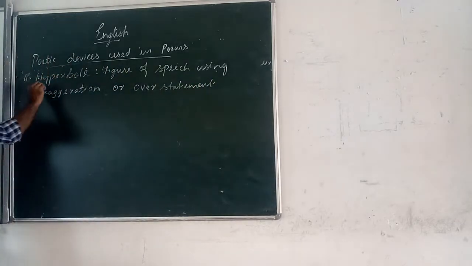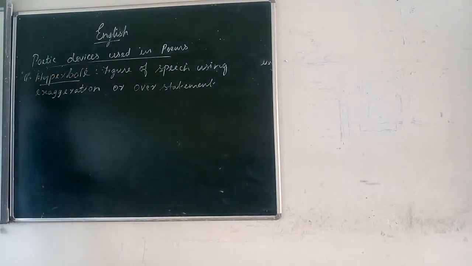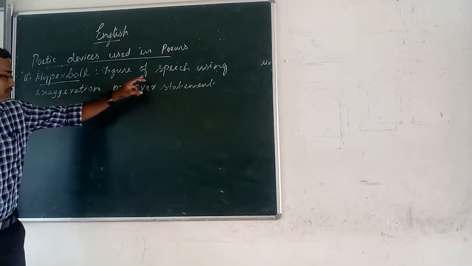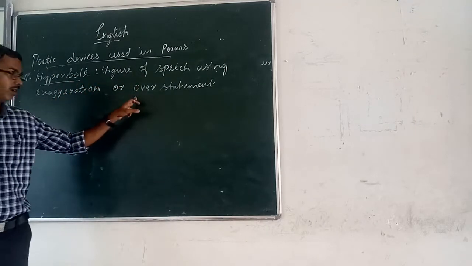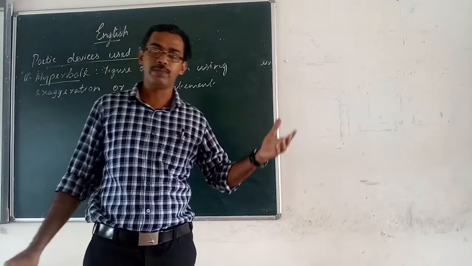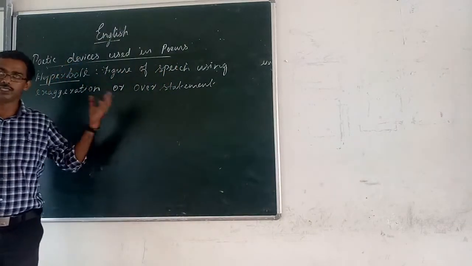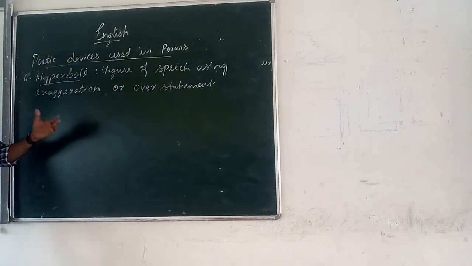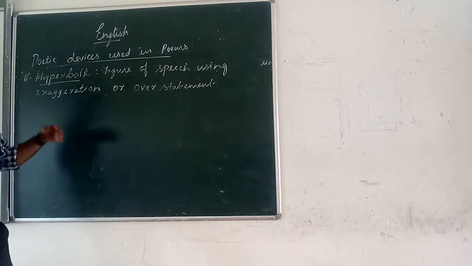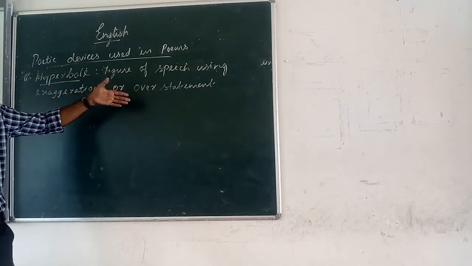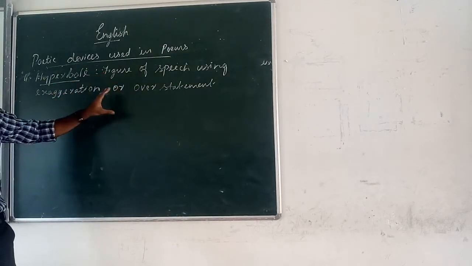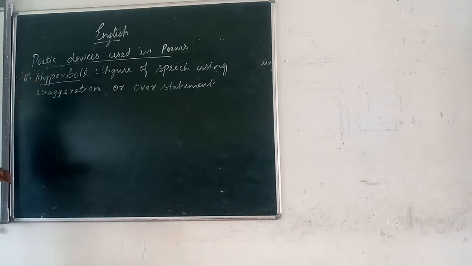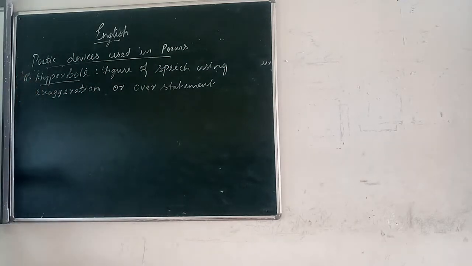Here, hyperbole. Hyperbole is a figure of speech. It is a figure of speech using exaggeration or overstatement. Overstatement means in order to stress a sentence, in order to stress something, we give stress to the particular sentence. That is called as hyperbole. For example, the play Macbeth.